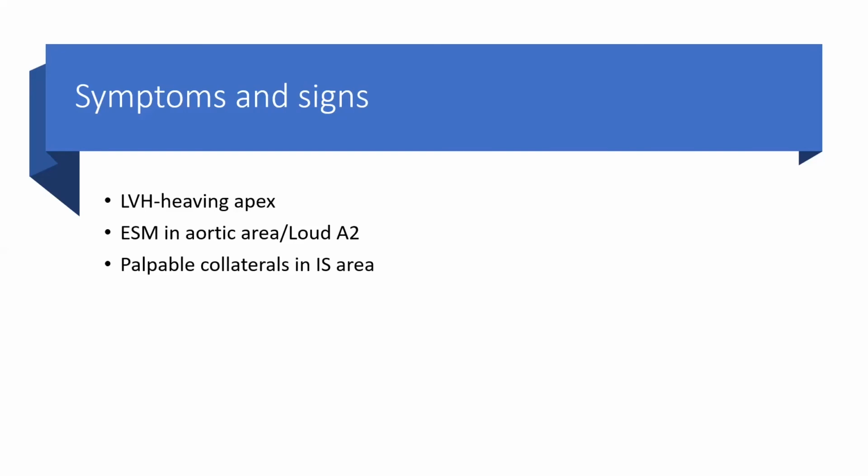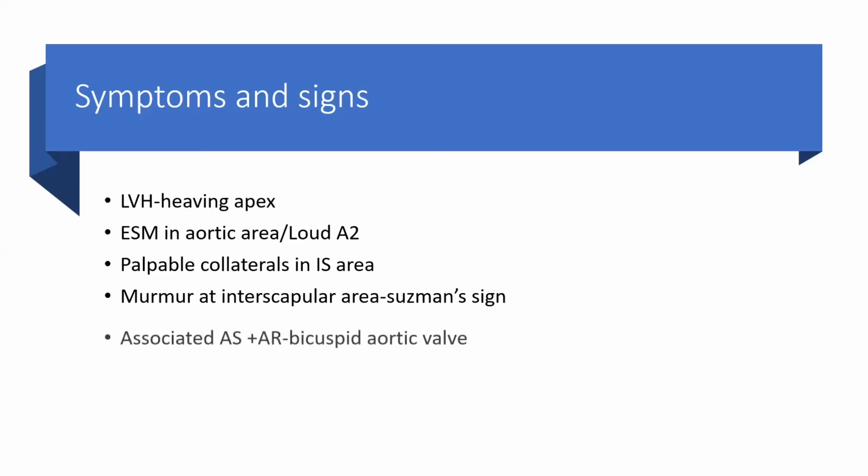Because the coarctation is there, there's an attempt by the body to develop the intercostal collaterals and somehow get blood to the lower limbs, right? So that is what you're seeing in the interscapular area. You strip the patient and look for collaterals. There is a murmur at the interscapular area, which is what is called the Suzman sign. There's a systolic murmur there that you can make out.